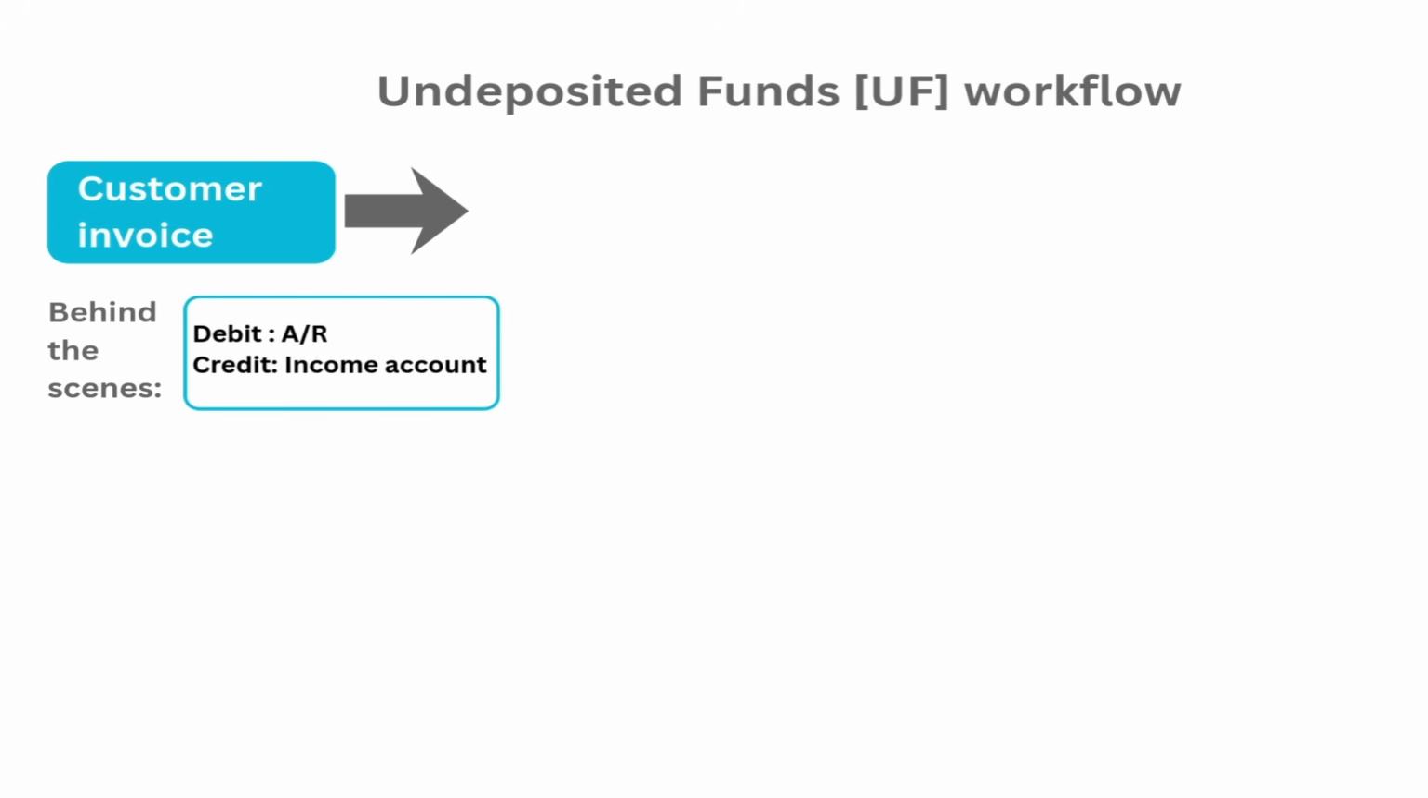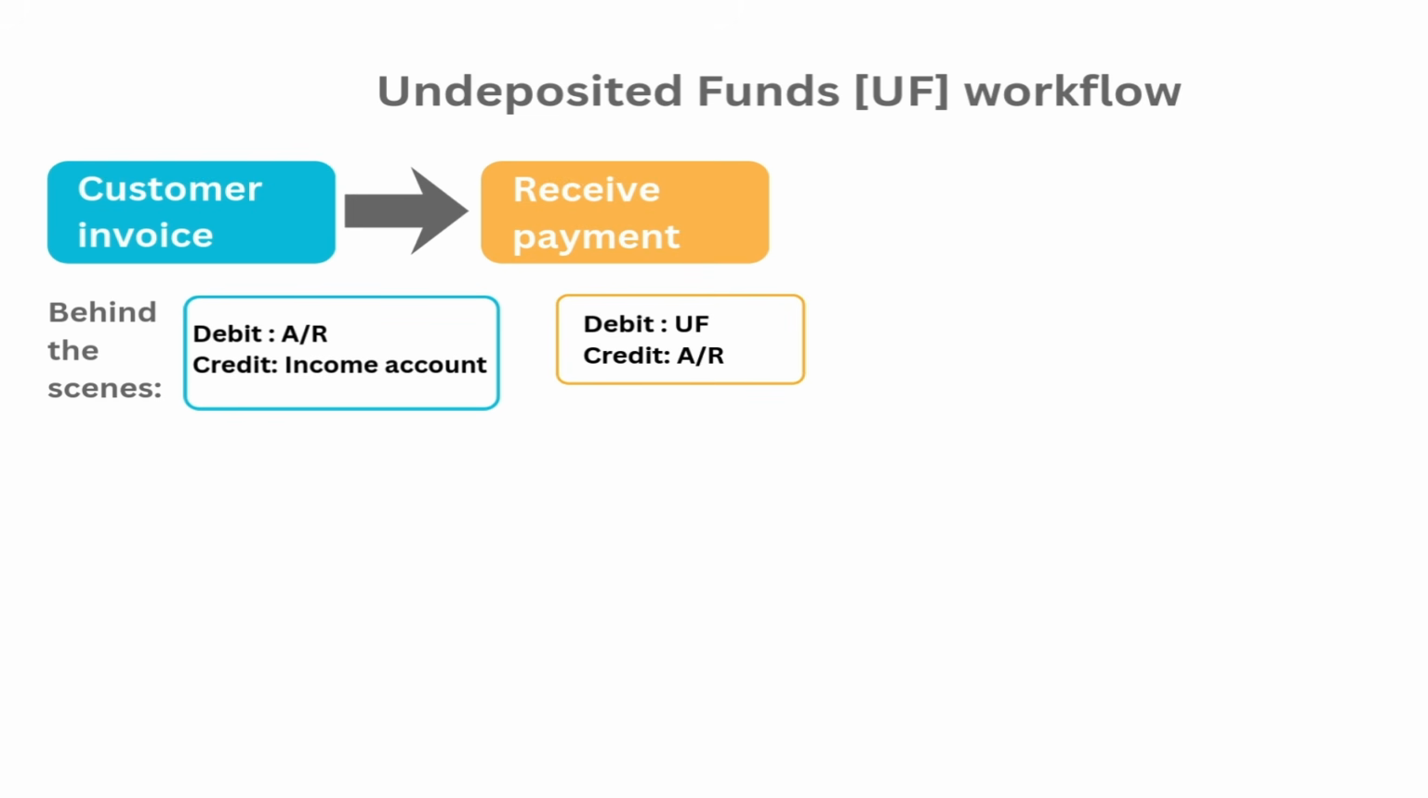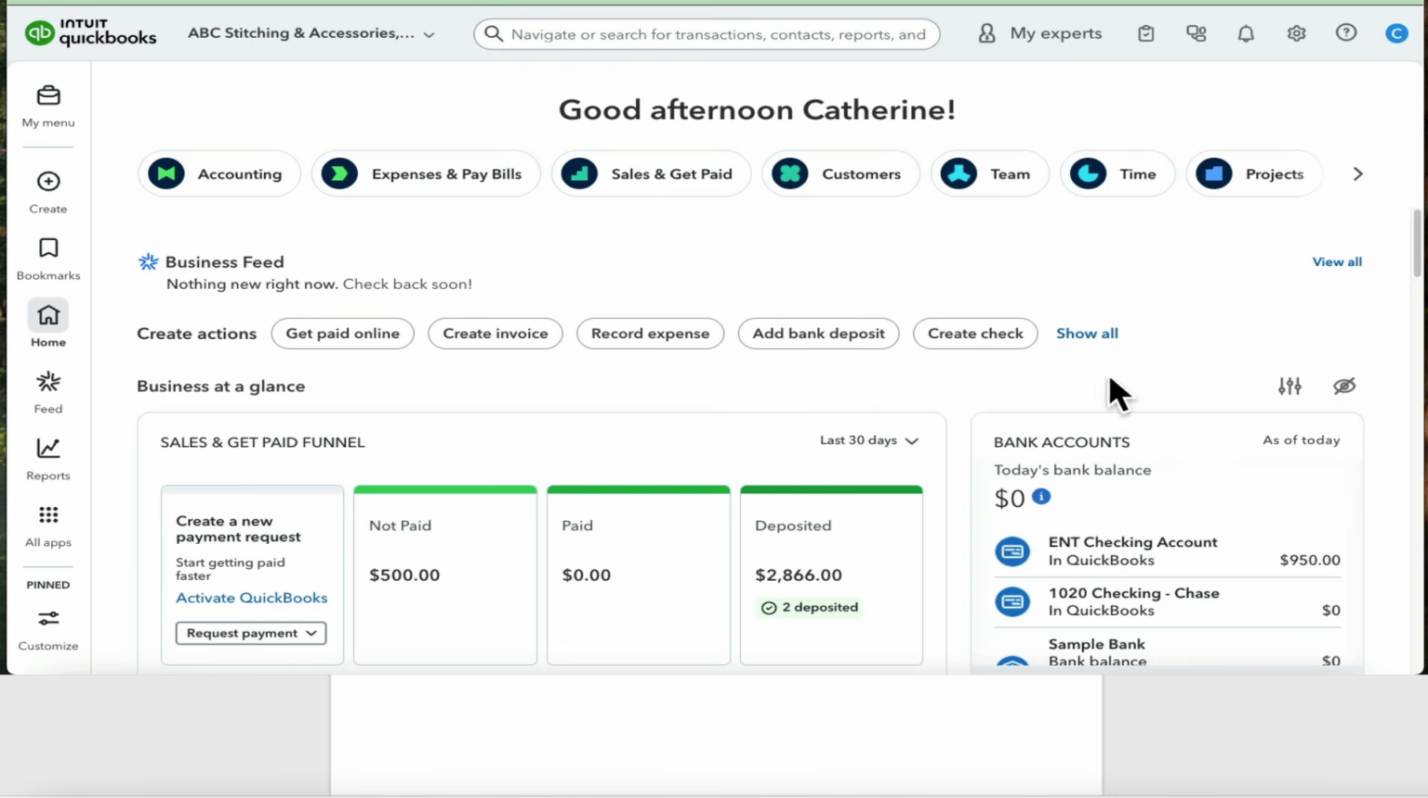Next is the customer payment. When the customer pays, QuickBooks debits undeposited funds, and that's a temporary holding account. Think of it as your top desk drawer where you put your checks. And it credits accounts receivable. So AR goes down, and the money moves into that temporary holding account. So let's leave the slide again and see that live in QuickBooks.